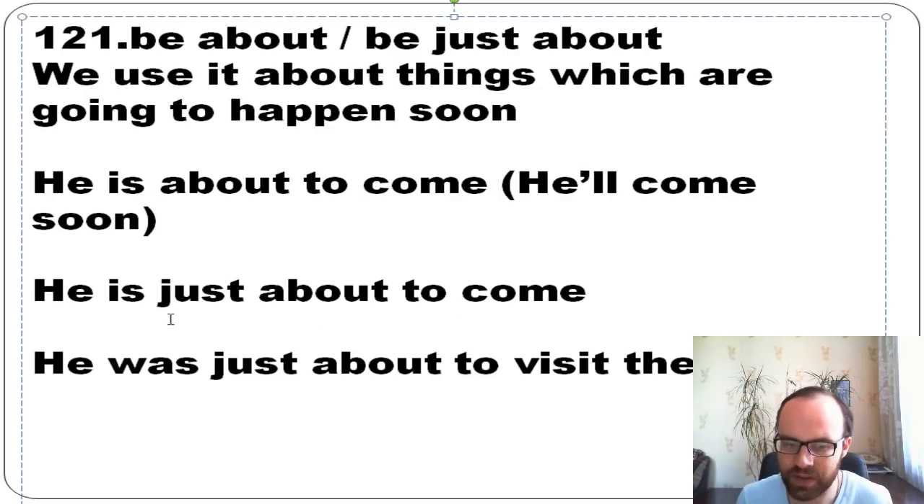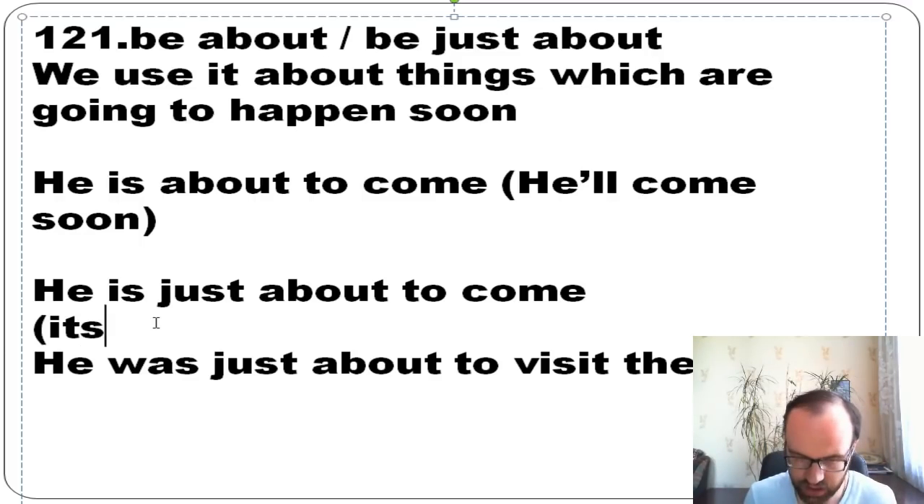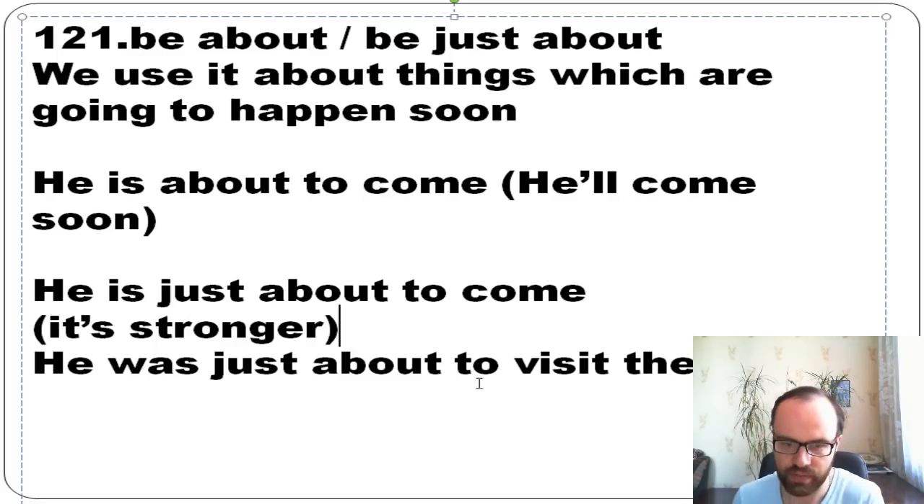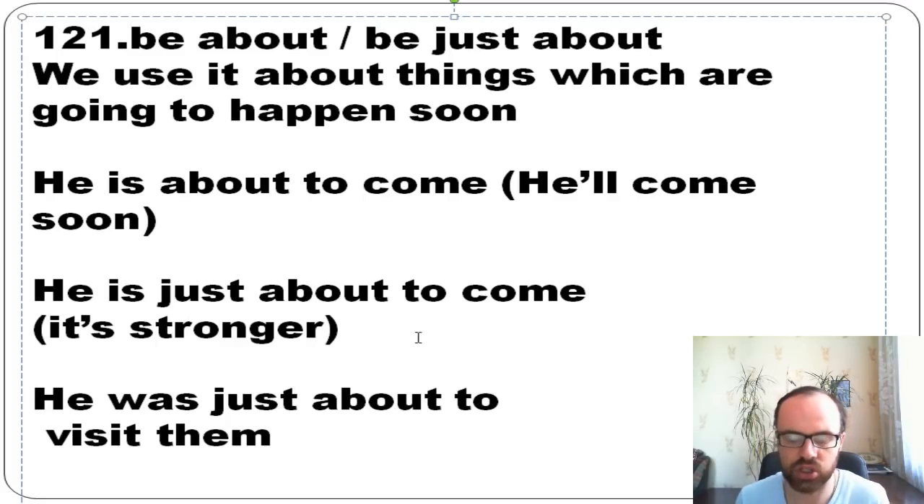So it's the same thing, but it's stronger. Okay, he's just about to come. It's stronger. He was just about to visit them. It means that he was going to visit them quite soon.